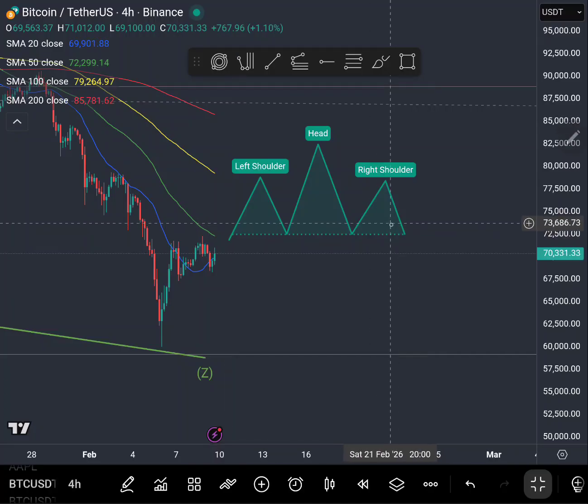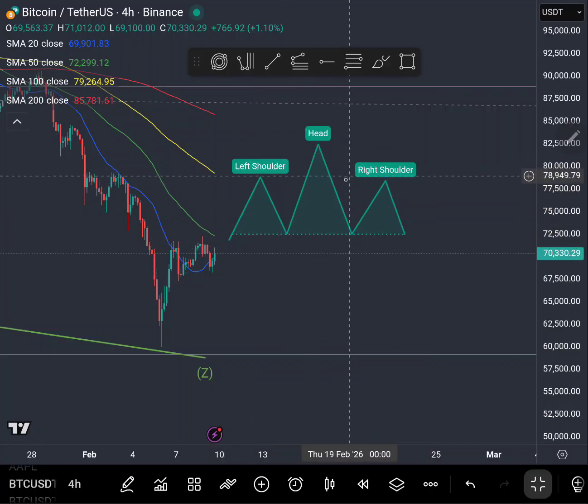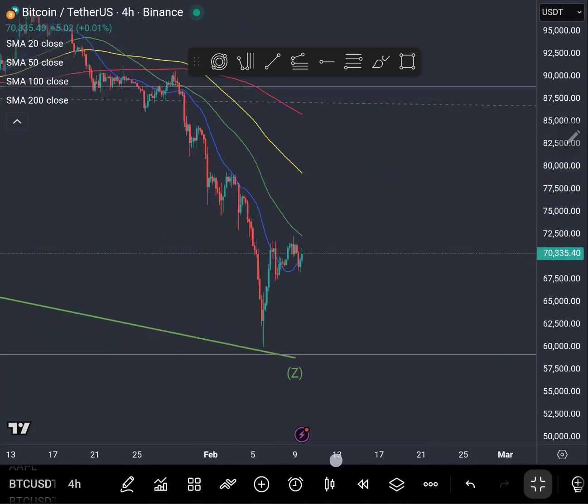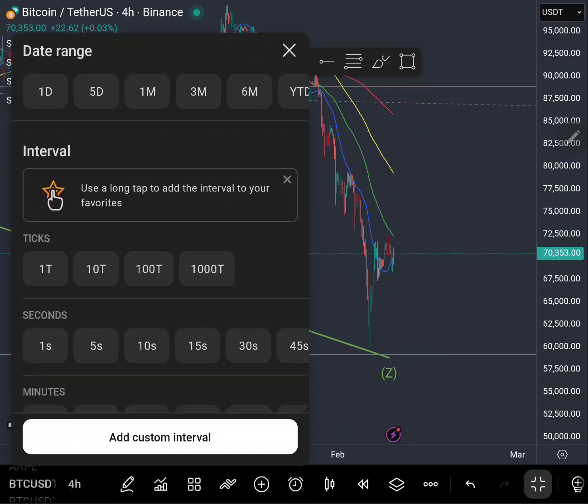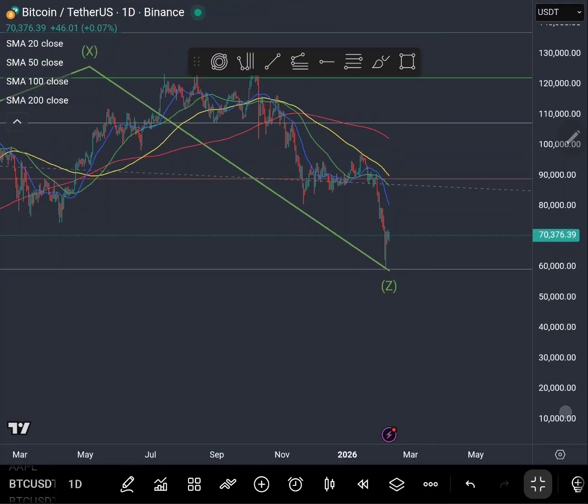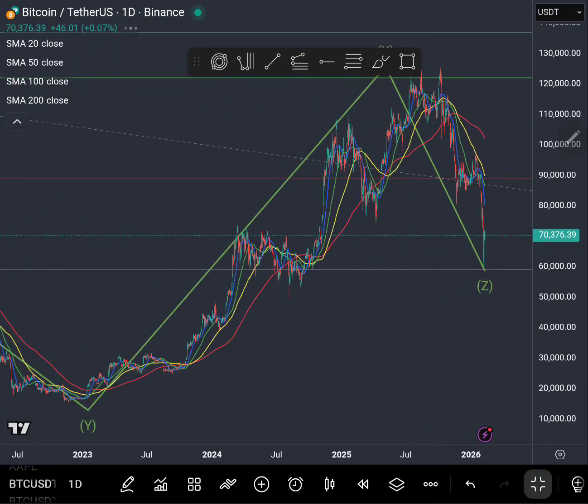Okay. They can be upside down, they can be at different angles. So just look out for them. I could maybe look at a quick example. If we go to the 1 day chart, like a basic example.